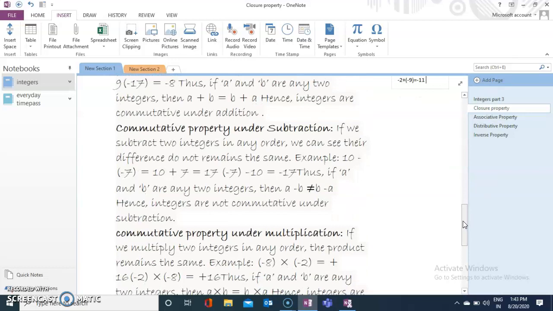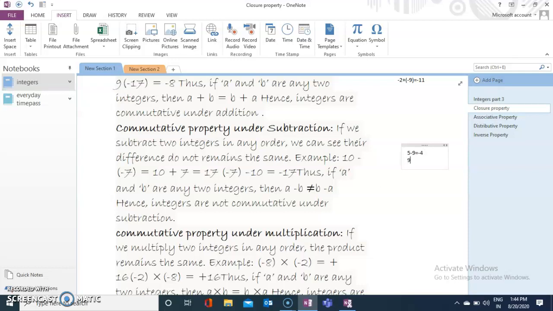Commutative property under subtraction. If we subtract two integers in any order, we can see their difference does not remain the same. If I give you an example like 10 minus minus 7, which is equal to 10 plus 7, which is equal to 17. And minus 7 minus 10 is equal to minus 17. One more example, 5 minus 9, which is equal to minus 4.